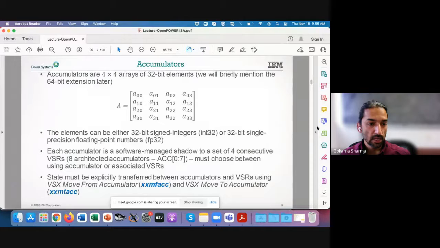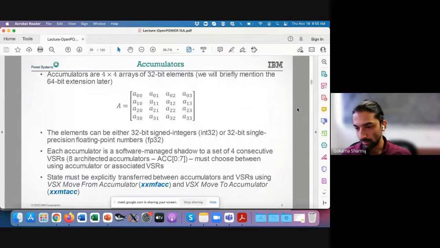These elements can be either 32-bit signed integers, which we write as int32, or 32-bit single precision floating point numbers, FP32. Let me not go into what single precision is and all that. So integer 32, floating point 32. This is how it works.